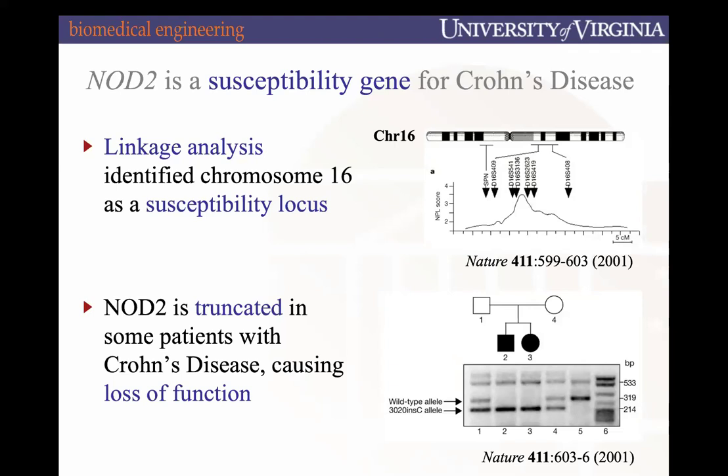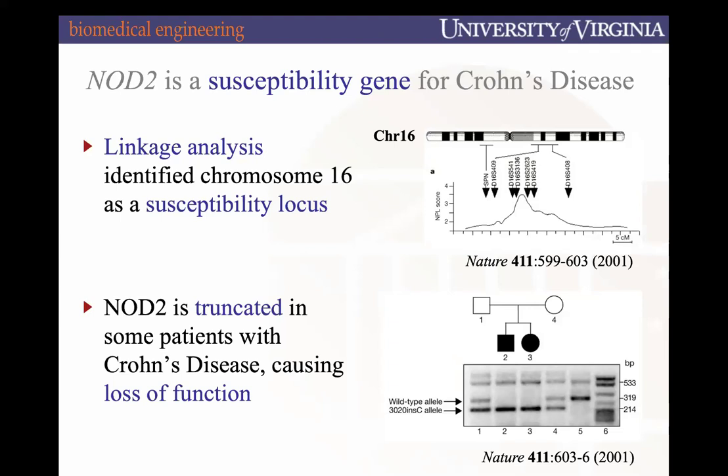The subsequent study demonstrated that if NOD2 is truncated, which means if it's shortened, that it's actually truncated within some patients of Crohn's disease, and that leads to a loss of function. Loss of function means that it just doesn't work anymore. So in Crohn's disease, it seems like some patients have a truncated NOD2. Some of this receptor is chopped off, and that leads to NOD2 not working anymore.